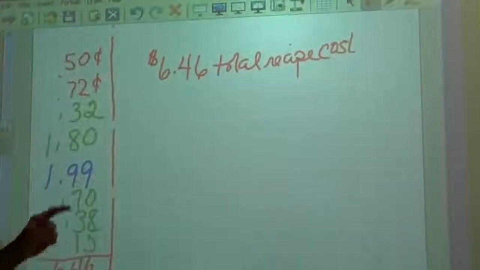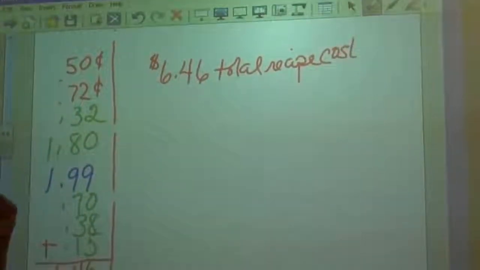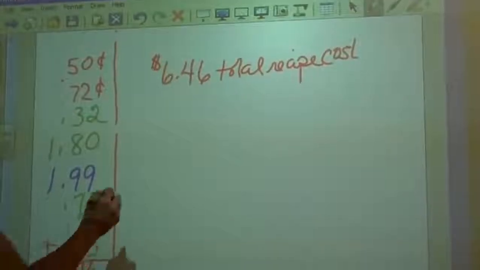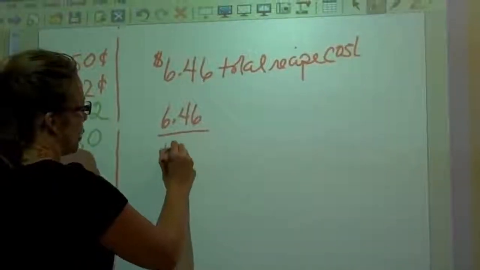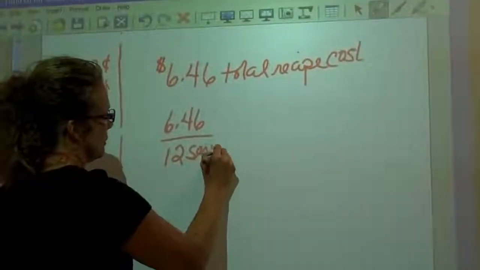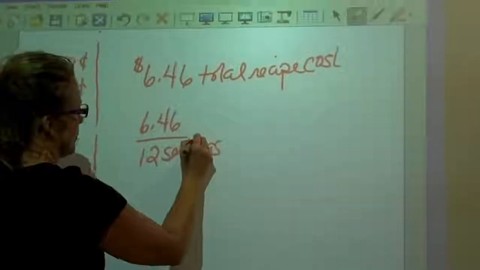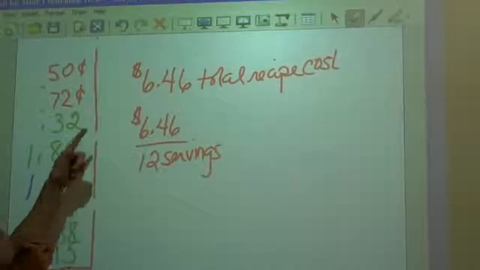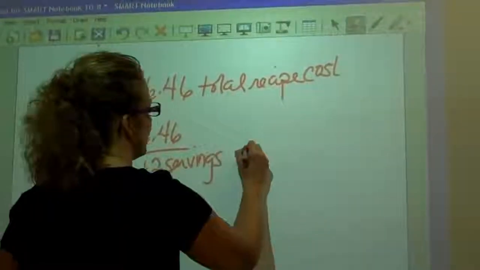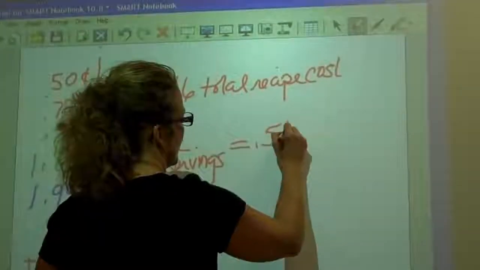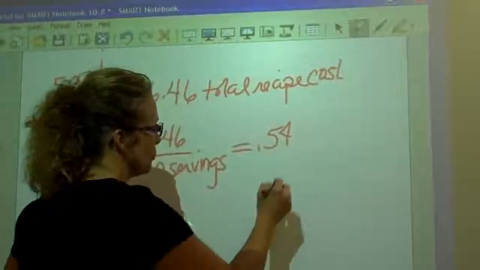Now, we know from the previous slide that there are 12 servings. So 6.46 divided by 12 servings will give us cost, money, per serving. And the answer to that is 54 cents per serving.